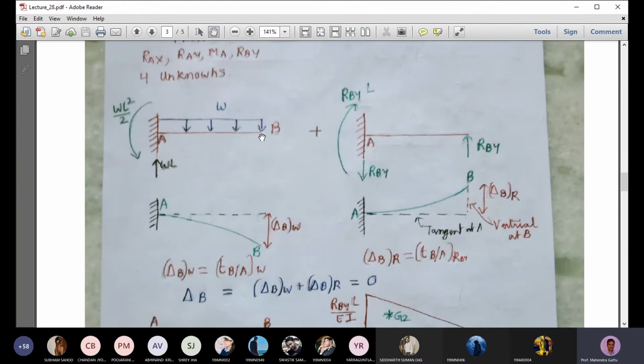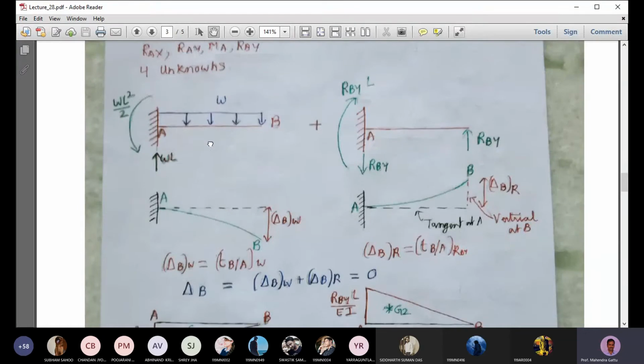What we are doing is removing the support here. So this beam will be a cantilever beam now, and it is subjected to the distributed load W. In the second part, we have our cantilever beam, and the vertical reaction RBY, which was coming from the support, we are placing here. So that is RBY here. We will analyze this problem and this problem separately.